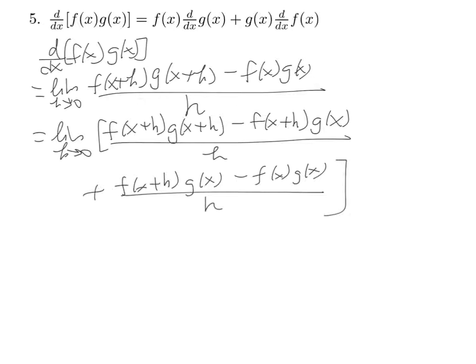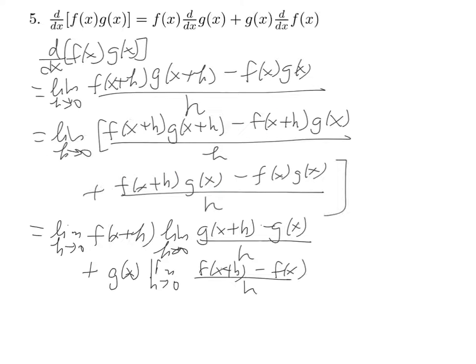We have added 2 new terms, f(x+h)g(x) and its negative. We can write this one as the sum of 2 limits. And because both terms here have the factor f(x+h), we can take it out and write it as the product of these 2 limits. And for the second fraction, we can take out g(x). Because g(x) is independent of h, we can treat it just like a constant and take it out here.